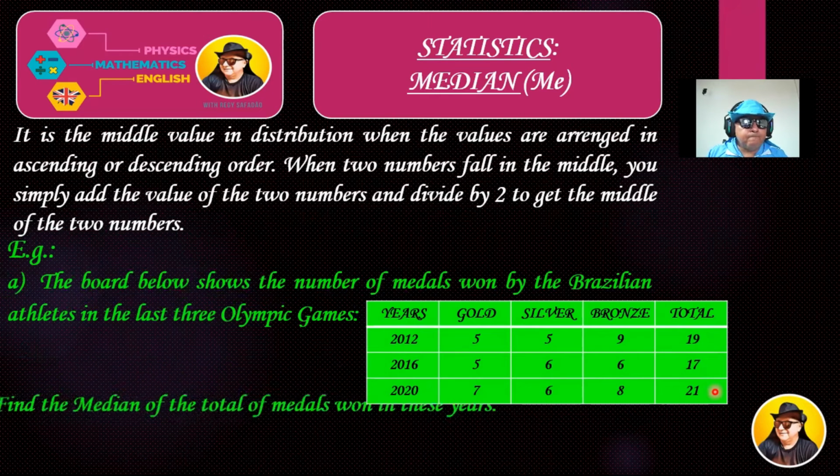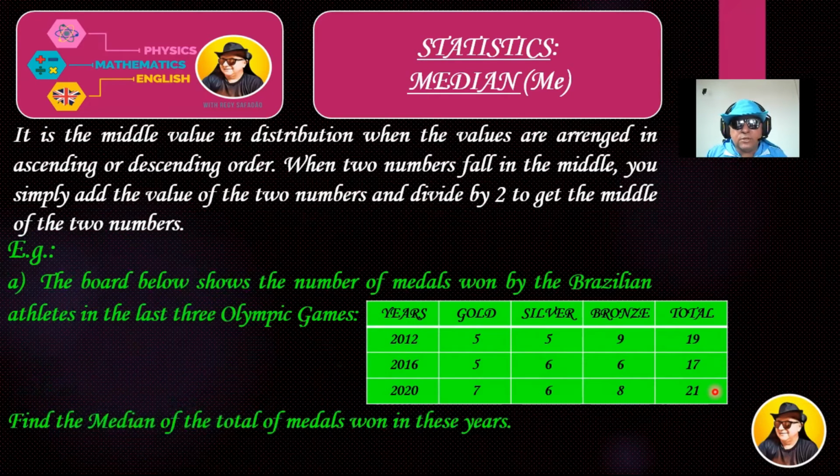So find the median of the total of medals won in these years. You have to write the distribution you want to calculate in ascending order. As I told you, this is my way of doing it. 17, 19, and 21, this is in ascending order, okay?